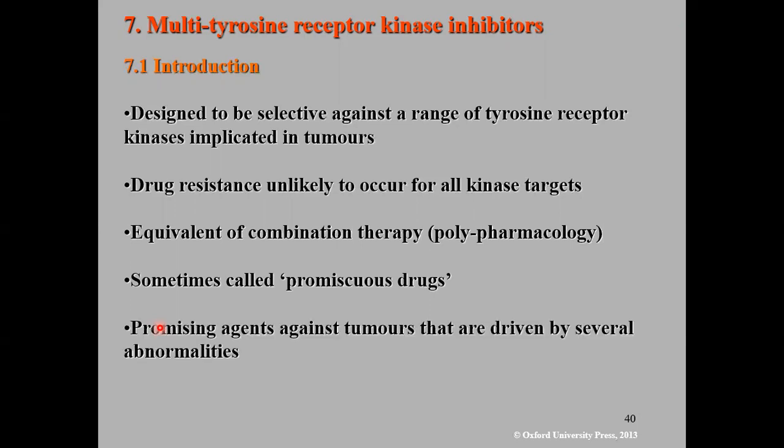Promising agents against tumors that are driven by several abnormalities. So these agents, if the tumor is driven by several abnormalities, means several or different abnormal targets, okay? Like an enzyme that stays active all the time. It doesn't become inactive. It's always active. That's abnormal, okay? So if the cancer has several abnormalities, these agents are promising.